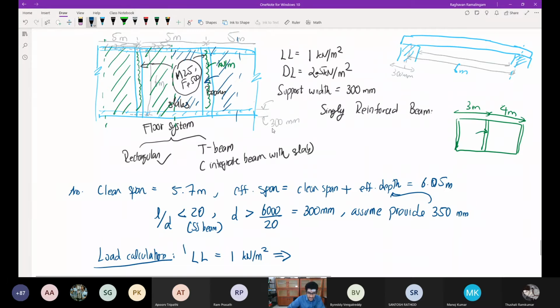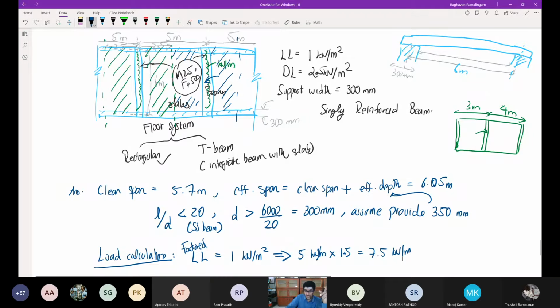Or let me go one step ahead and say factored live load. So 1 kilonewton per meter square, you're changing it to kilonewton per meter. What will you get in terms of kilonewton per meter? Quick answers. 5 kilonewton per meter. So when you factor it, how much will it become? 7.5. So basically into 1.5 you have to multiply the factor, and this is 7.5 kilonewton per meter.